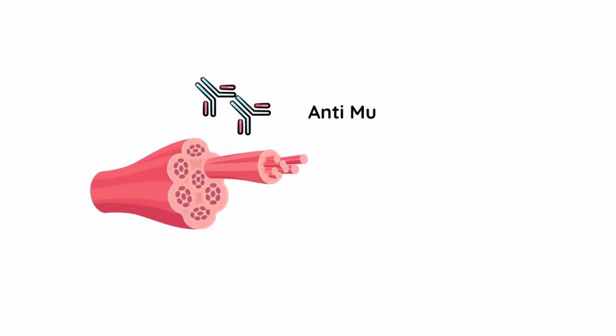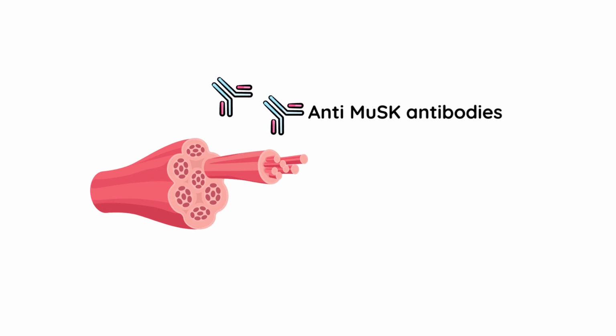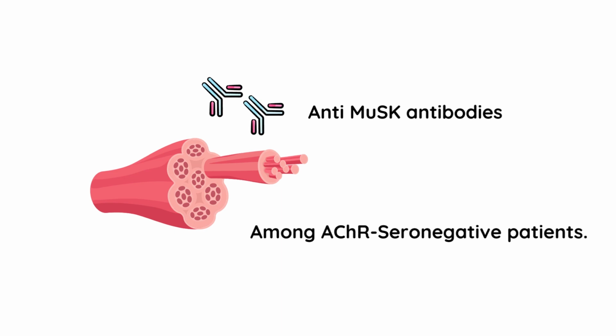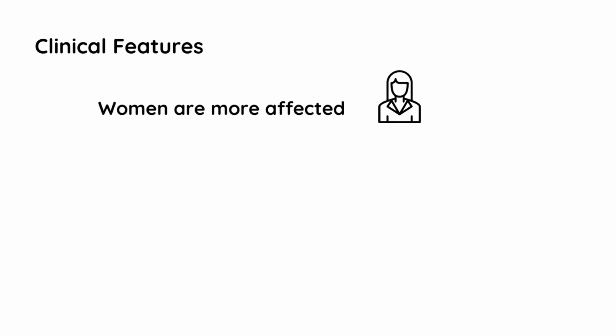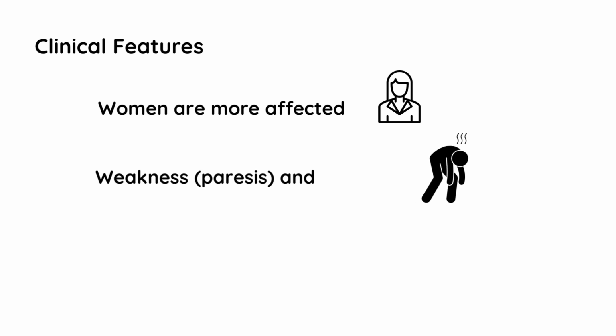Some patients have antibodies directed against muscle-specific receptor tyrosine kinase on the surface of the muscle membrane. These are AChR seronegative patients. In the clinic, women are more affected than men. The main features are increased weakness and fatigue with repeated use. The distribution of muscle weakness often has a characteristic pattern.